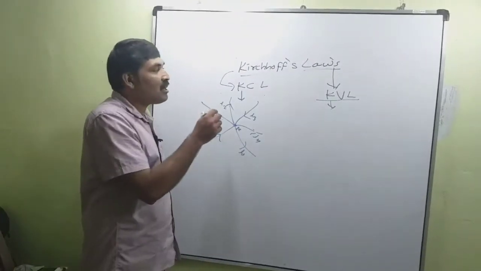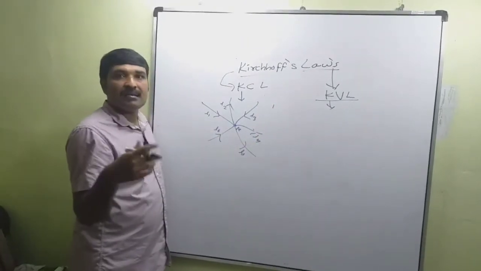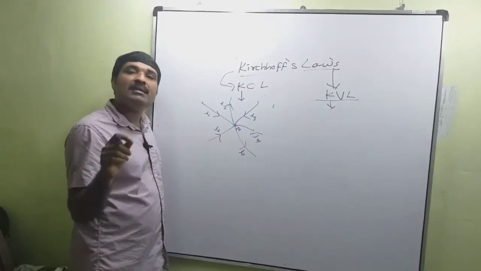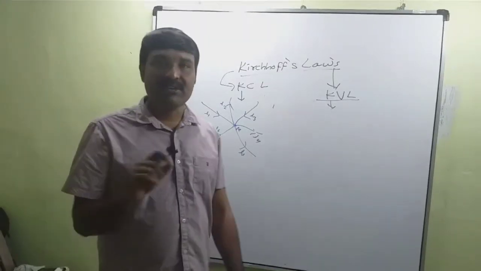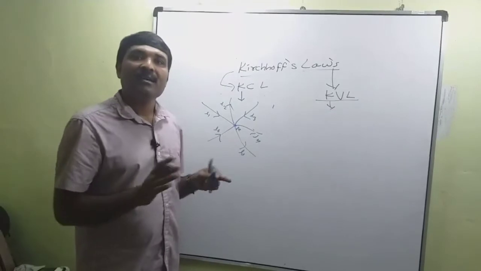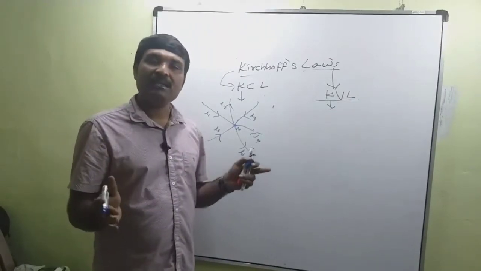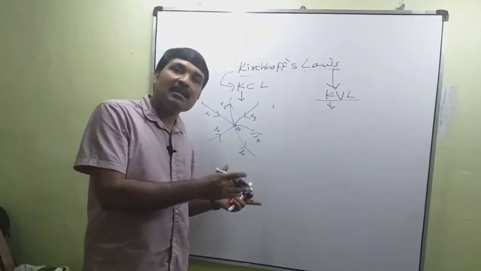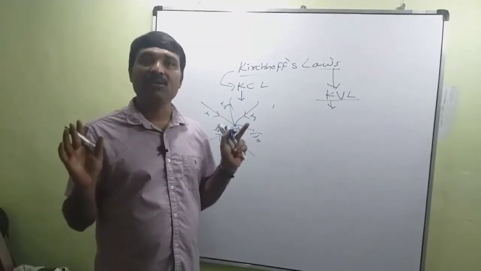This is based on the law of conservation of charges. It states that a node is neither constructive nor destructive in nature. That means charge cannot be accumulated at any node. That is, the incoming charge is equal to the outgoing charge.